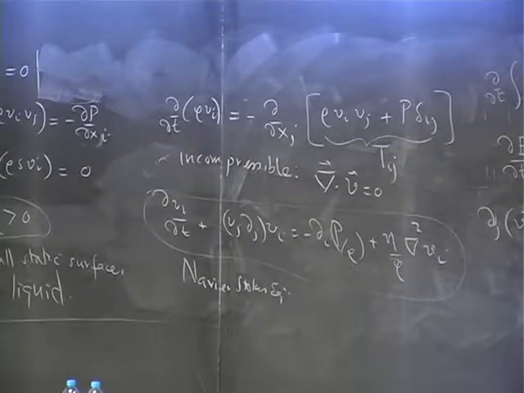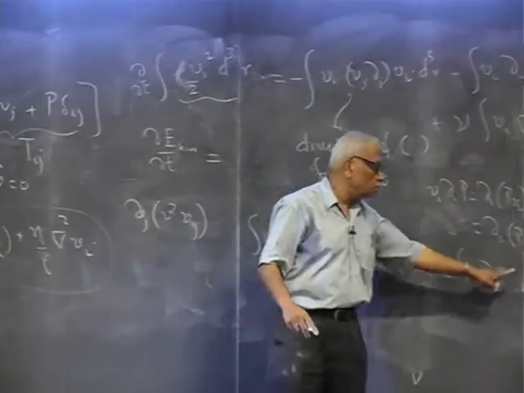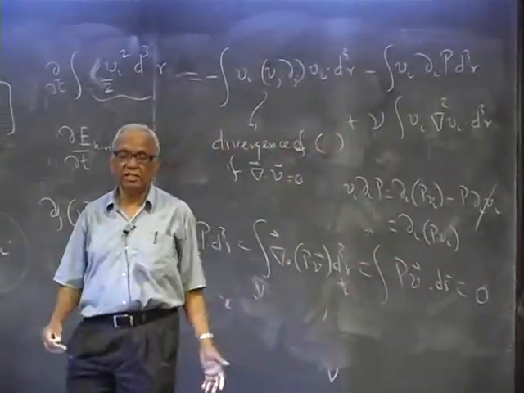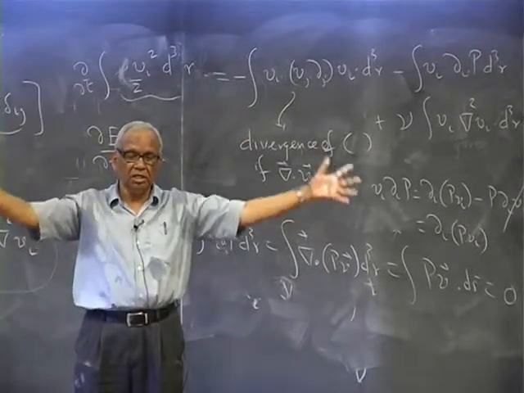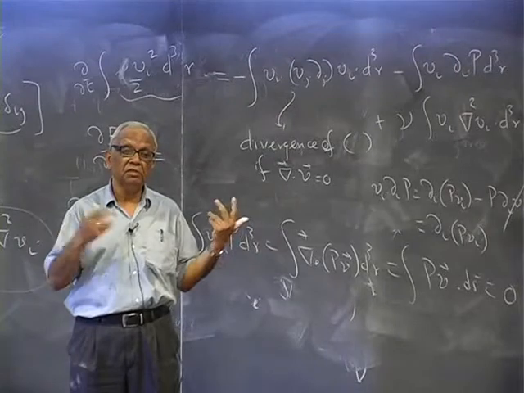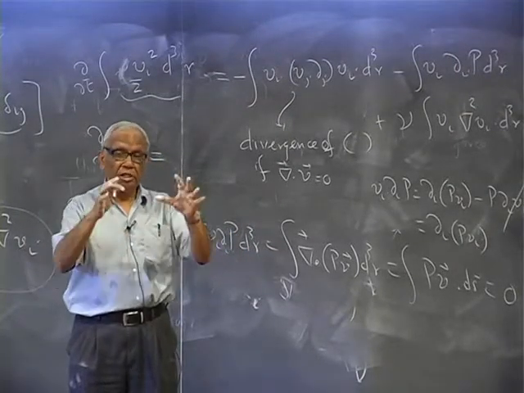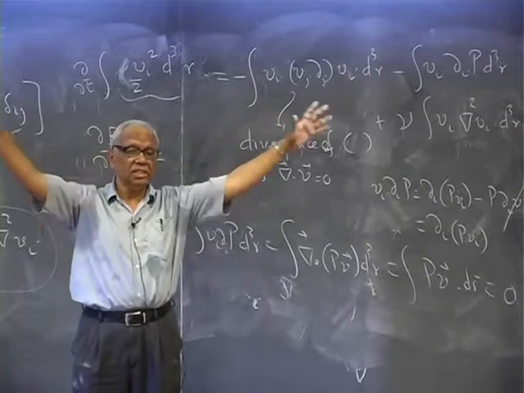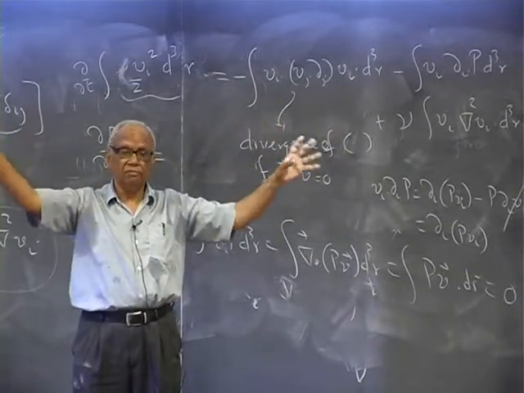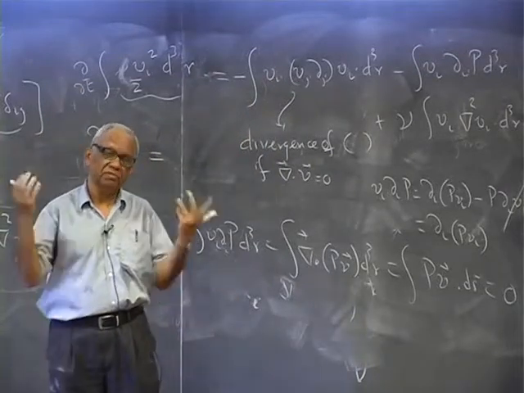From the boundary condition, this is why this is equal to 0, because this is only on the surface. I'm assuming that the bounding surface is static, and therefore v equal to 0 on the surface, and therefore it's equal to 0. Or if you don't have a surface, then it is at infinity, and at infinity the velocity has fallen off faster than 1 over r squared, and therefore.